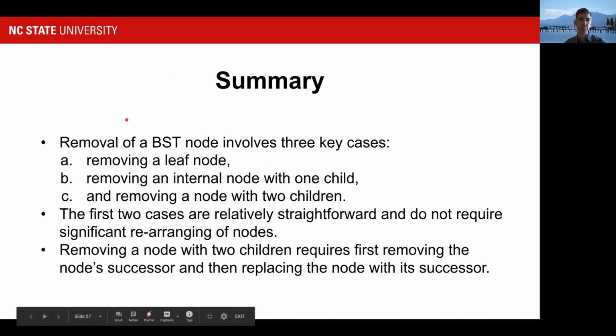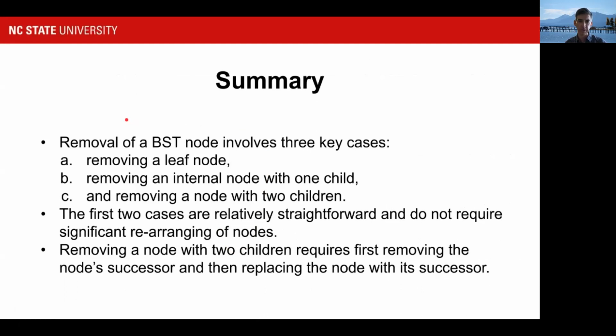Okay, so in summary, removal of a BST node involves three key cases. A, removing a leaf node. B, removing an internal node with one child. Or C, removing a node with two children. The first two cases are relatively straightforward and do not require significant rearranging of nodes. Removing a node with two children requires first removing the node's successor and then replacing the node with its successor. And we walked through some pseudocode for how that could be done.